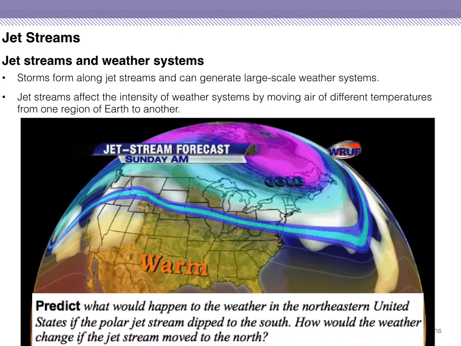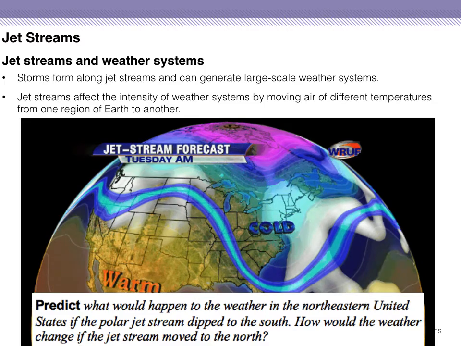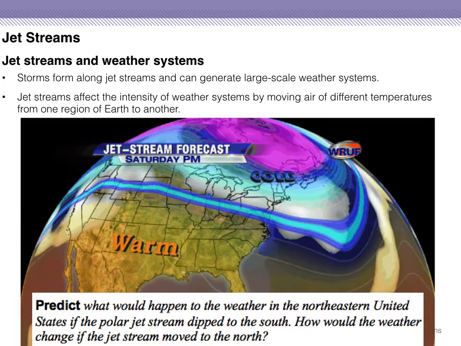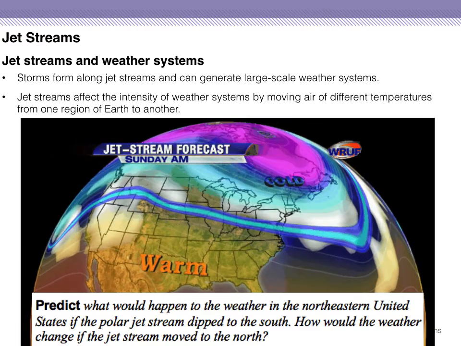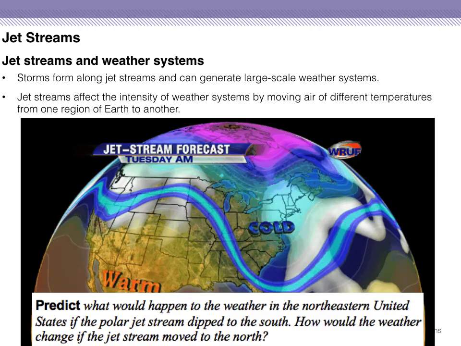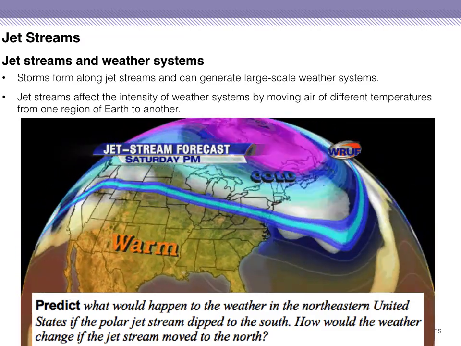What would happen to the weather in the northeastern United States if the polar jet stream dipped to the south, like you're seeing here? How would the weather change if it moved to the north? So let's see this dip again. It's dipping, the cold air is coming down, and then later the warm air pushes it back up.